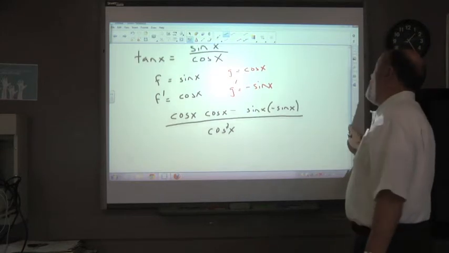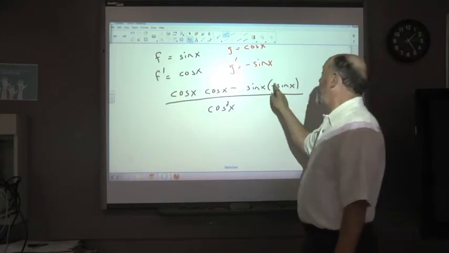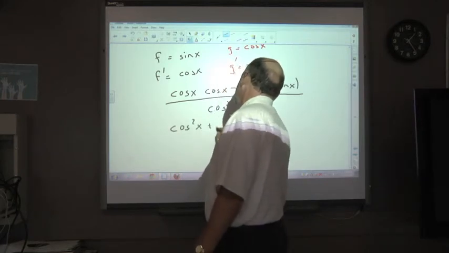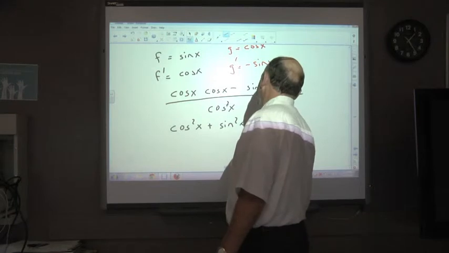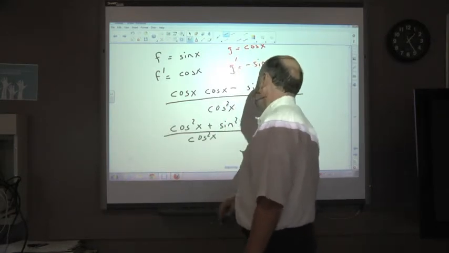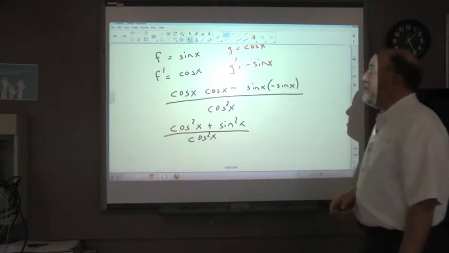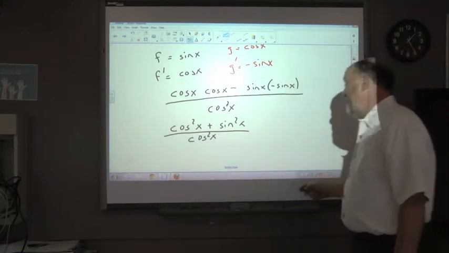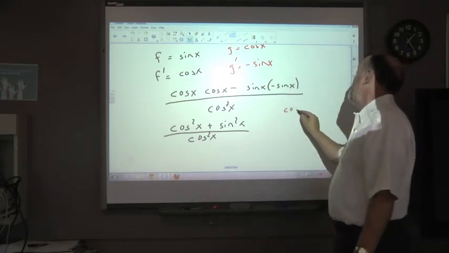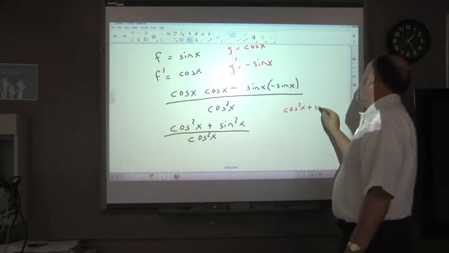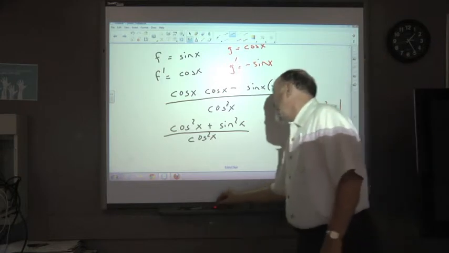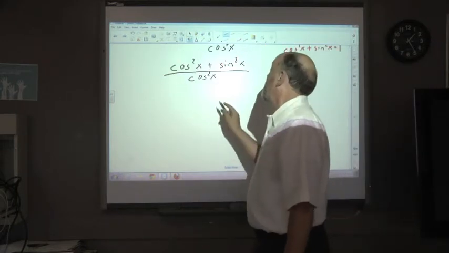Well, we can simplify this a bit, because after all, this becomes a minus of minus. So this is cosine squared x plus sine squared x over cosine squared x. Now, there are things called trig identities, and one of those identities is that cosine squared plus sine squared is equal to 1. So this will become 1 over cosine squared.